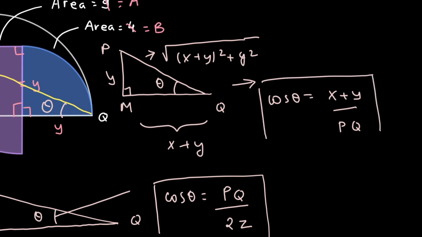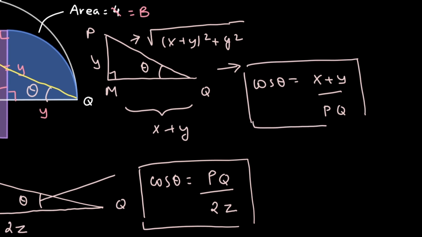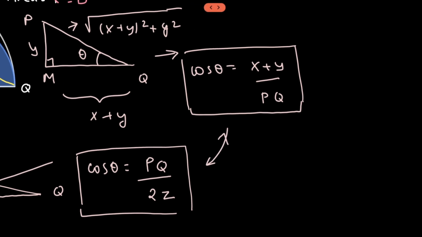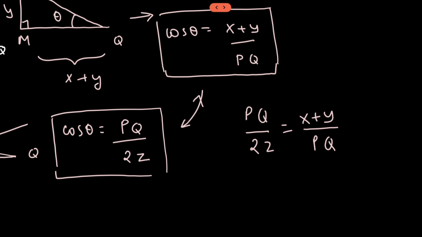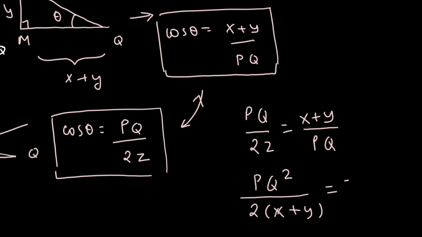So here we have got two equations and the left hand side of both of these equations is equal. Therefore by comparing these two equations, we will get PQ upon 2 times z is equal to x plus y upon PQ. By doing the cross multiplication, we will get PQ square upon 2 times x plus y is equal to z.